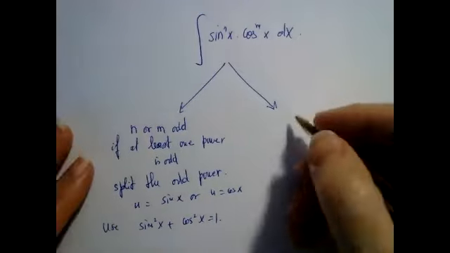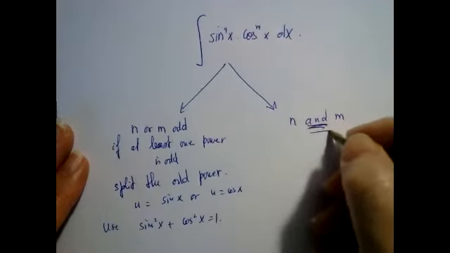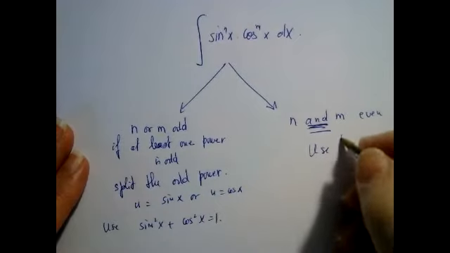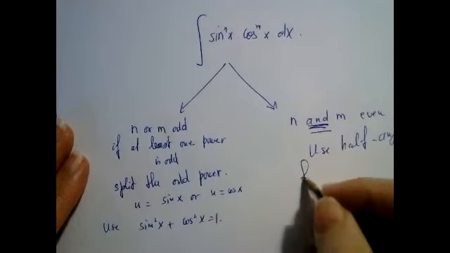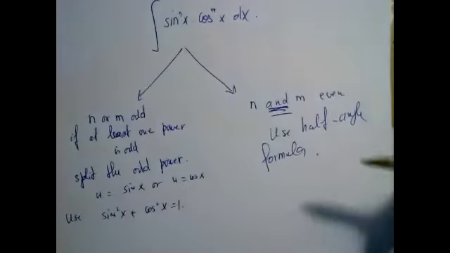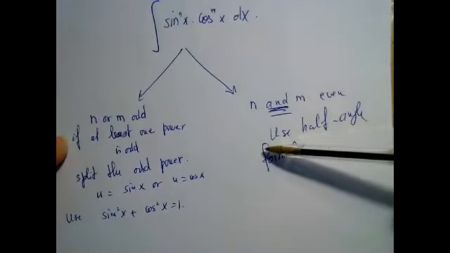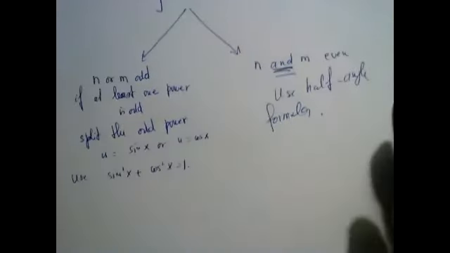Now if n and m are even, and the 'and' is important, if both are even, use the half angle formula. And do not mix the two approaches. So if at least one of them is odd, this is the approach. If both are even, we use the half angle formula. We do not mix and match both approaches. All right, so let's look at what questions you guys have.